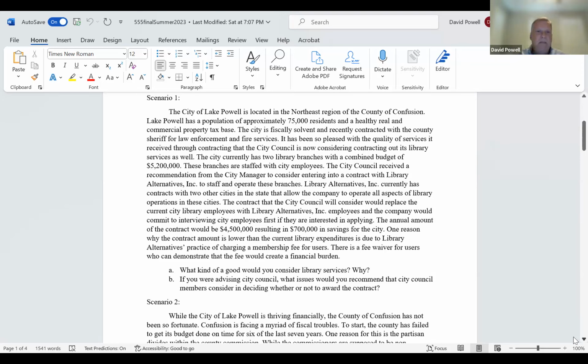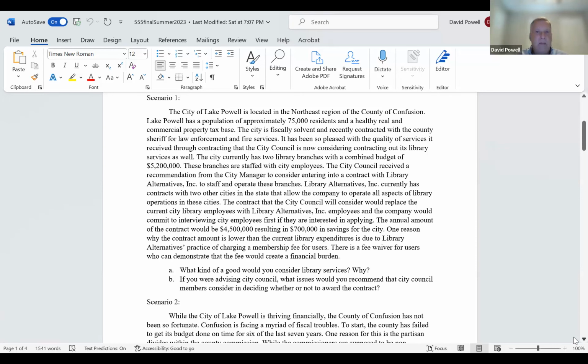And we see this in a lot of cities here in California. We refer to them obviously as contract cities, where they don't maintain their own police department or fire department. They contract with the county to then provide those types of services. It has been so pleased with the quality of services it received through contracting that the City Council is now considering contracting out its library services as well.